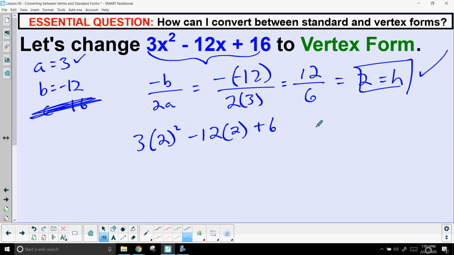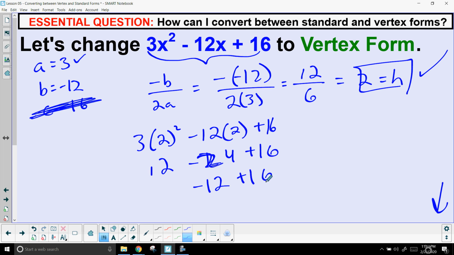16. 2 squared, 4. 4 times 3, 12. -12 times 2. Negative 24. 16. Sorry, it's getting late. I'm going to bed. What's this? -12 plus 16? Subtract. Let me stick it under here. Brain's starting to slow down. 4. Okay.